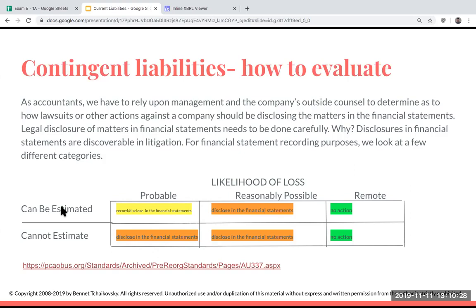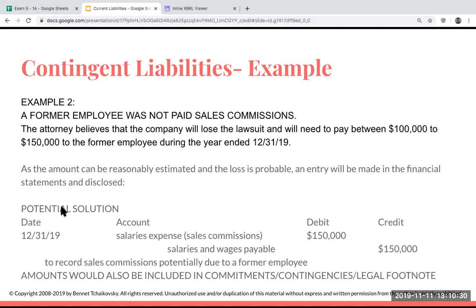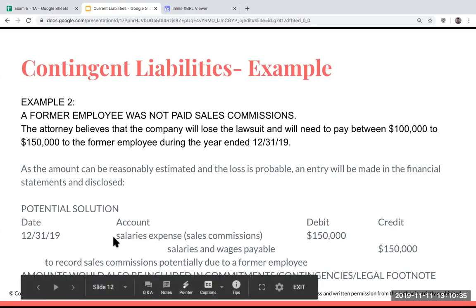And we can estimate it. It's a range between $100,000 to $150,000. So right over here, I'm going to be debiting salaries expense for $150,000, crediting salaries and wages payable for $150,000. And then I'm going to go through and discuss this in the footnote.